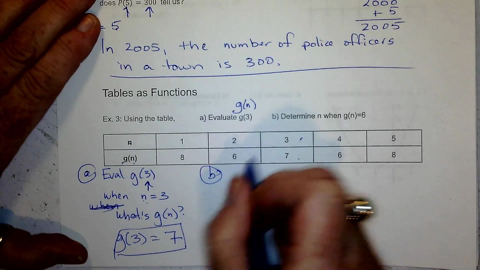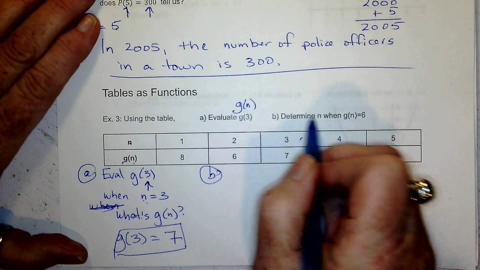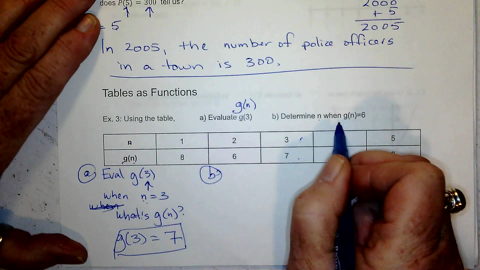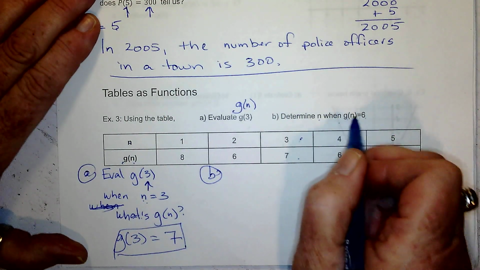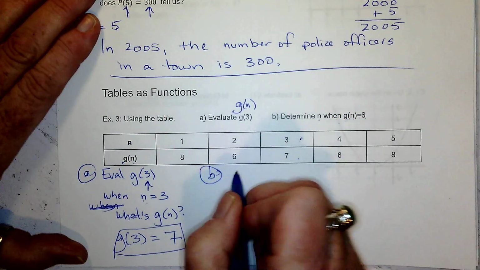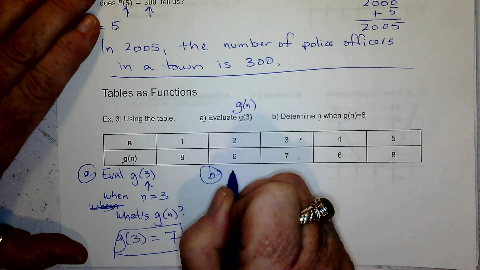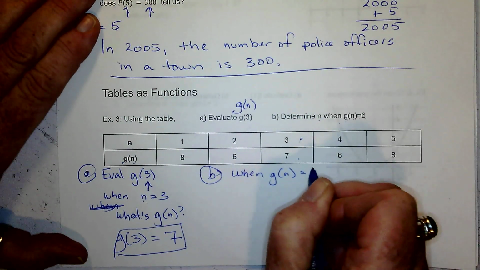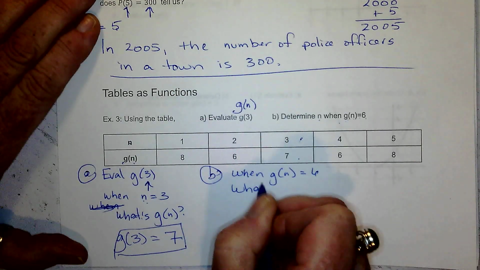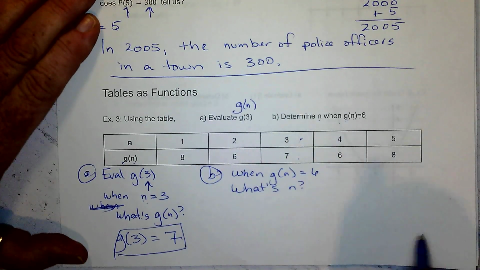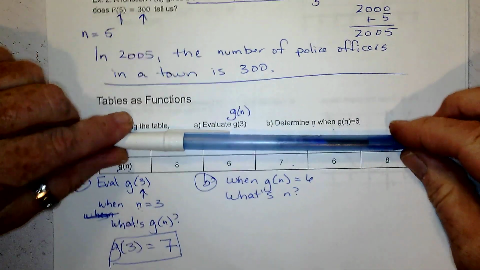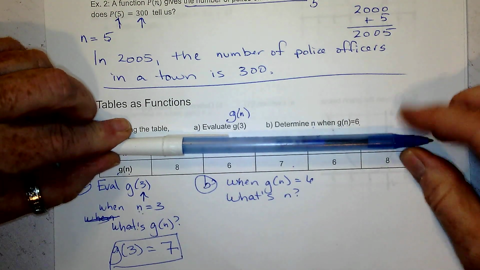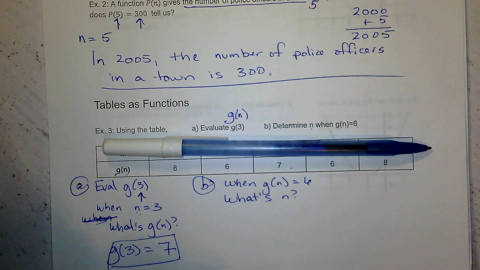Now B, I'm going to ask a different question. It says determine n, so it means we're looking for the inside value when G of n is equal to 6. They're telling us what the function is. So here's the question I always ask myself. When G of n is equal to 6, what's n? And I'm going to use that exact same method. I'm going to cover up my n because we don't know what it is. I need to find where G of n is equal to 6. All right, so I'm going to use my highlighter.